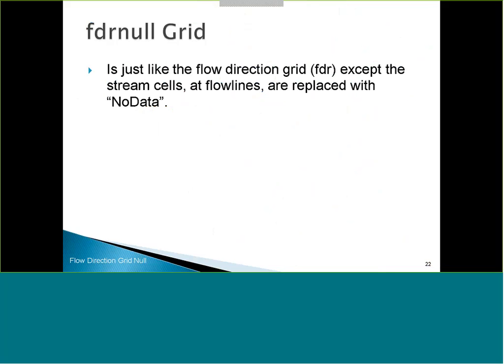The FDR null grid is just like the FDR grid, except that the stream cells at flow lines are replaced with no data. It too is based on the hydrologically conditioned digital elevation model. The modified flow direction grid is useful in determining how far down a hill it is from any point within a catchment to the flow line.